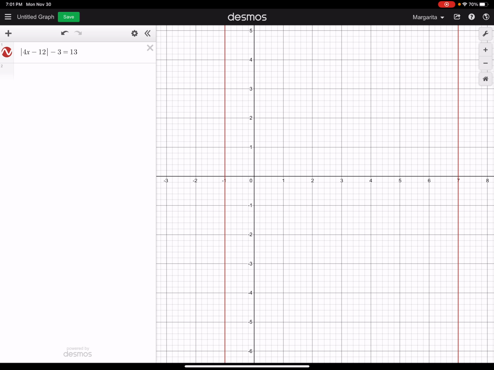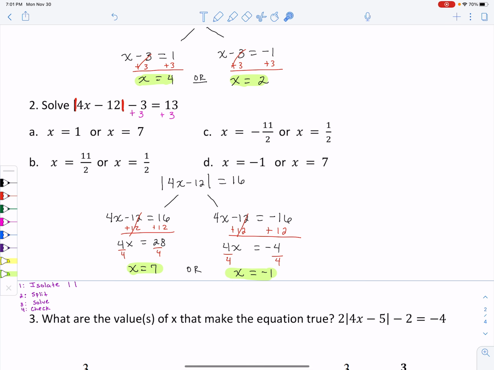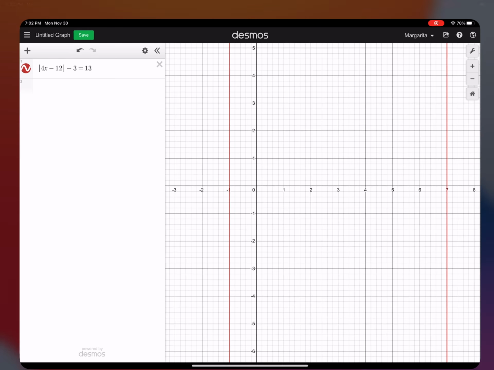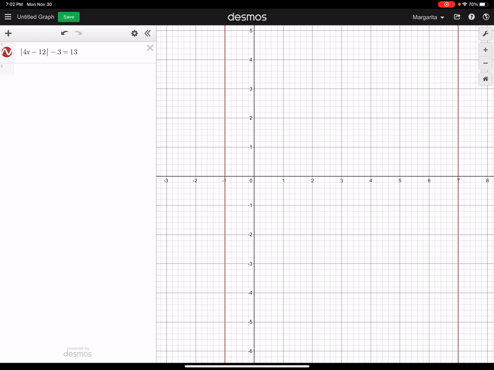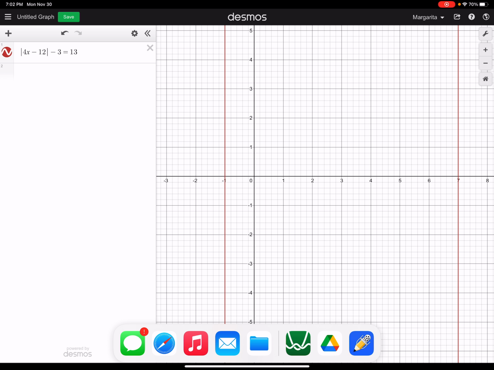All right, and as you can see, it crosses at -1 and it crosses at 7. And when I solved for it, that's exactly what I got. It crosses at -1 and, wait, was it 1 or -1? Yeah, -1. So it crosses at -1 and 7. So it checks out.